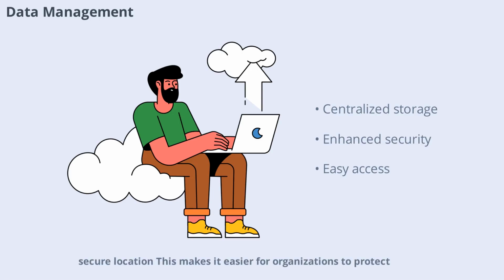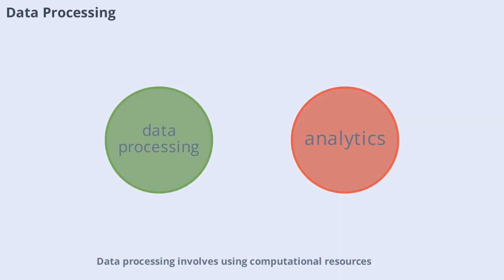This makes it easier for organizations to protect sensitive data and ensure it's accessible when needed. Good data management is the foundation for all other data-related activities, from processing to analysis. Data processing involves using computational resources to analyze and model large datasets. This step is crucial for extracting insights and building AI models that can solve real-world problems. With robust processing capabilities, organizations can handle complex tasks and make data-driven decisions efficiently.